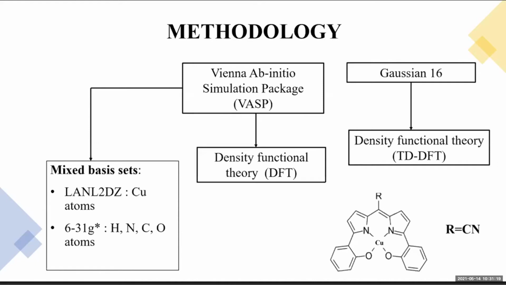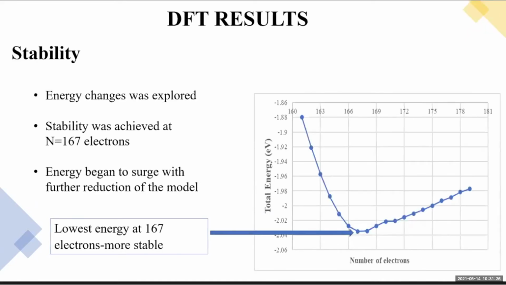Now, after carrying out VASP calculation using density functional theory, I came up with this result. I checked for the energy changes in my model by exploring varying numbers of electrons. So what I did was I changed the number of electrons for each of the models, and I tried to monitor what the energy changes were like. And I observed that stability was achieved when the model was reduced to 167 electrons. The neutral model contained 166 electrons. But then I realized that the energy began to surge as I increased more of the electrons.